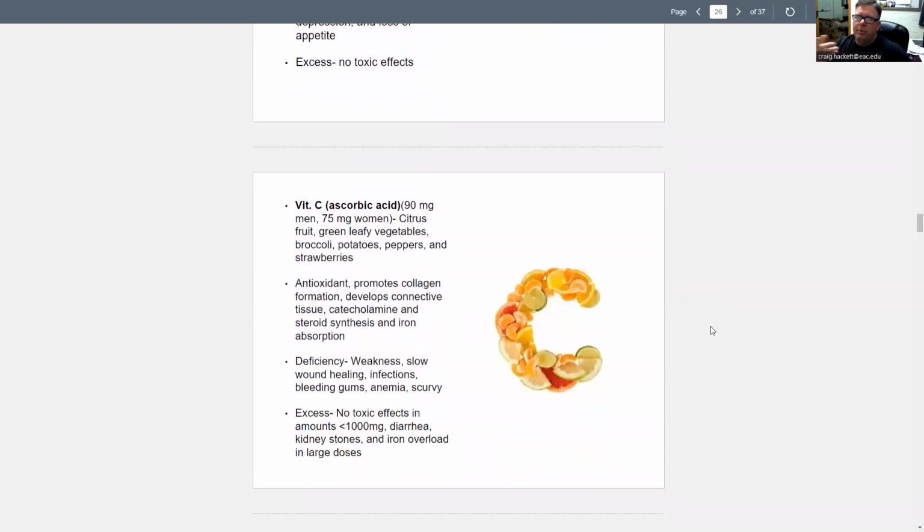So vitamin C is the big one. Everybody knows about vitamin C. It's a great antioxidant. I'm hoping that you're thinking, oh, antioxidants. The other one is vitamin E. So I want you to remember those guys. That's going to become important, especially with cold and flu season upon us.